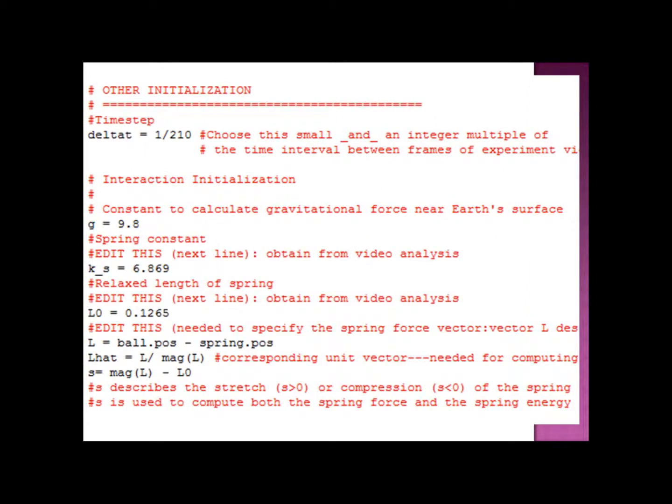Here, these lines of code calculate the length of the spring at each time interval. L hat has the spring's direction, and S describes the stretch or compression of the spring, which is used to compute the spring force and the spring energy.